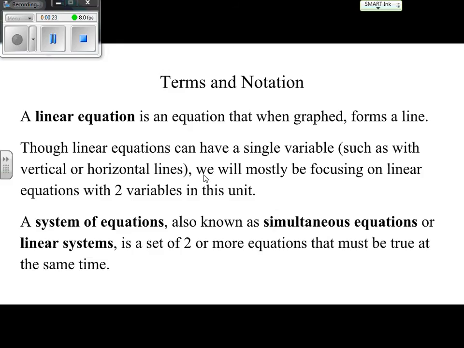A reminder about linear equations. A linear equation is an equation that when graphed forms a line. Generally they will have two variables, often x and y, but they don't always have to be x and y. And a system of linear equations is when we have two or more equations that when graphed at the same time intersect each other, meaning that there is a single point, or a pair of x and y values, that will solve both equations in the system, or both simultaneous equations, meaning they work at the same time.